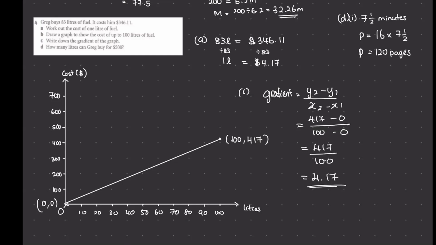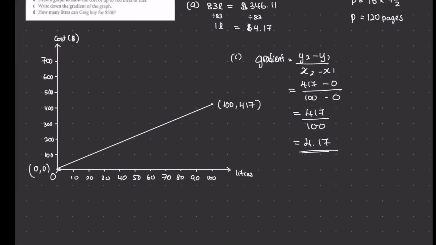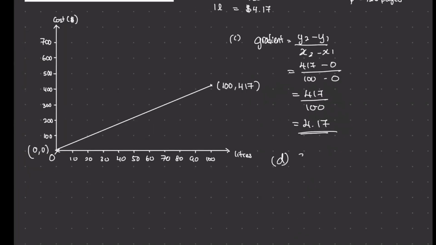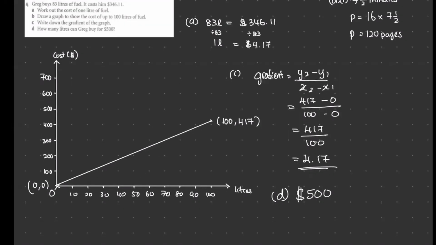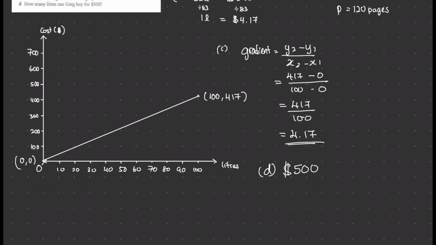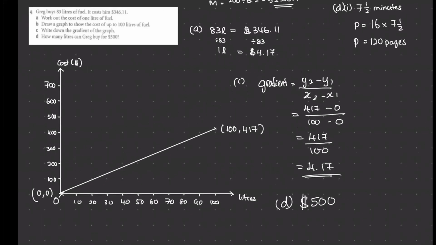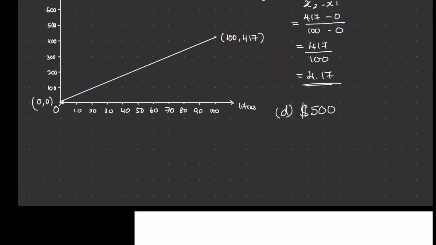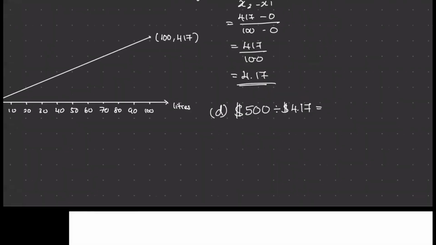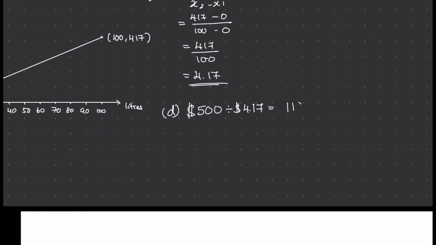How many liters can Greg buy for $500? So you have $500. So the cost here is, we don't have a formula here, so you can just use a logical way to calculate it. So each liter of fuel costs you $4.17. So I just take 500 divided by $4.17 to get how many liters. 119.9 liters.